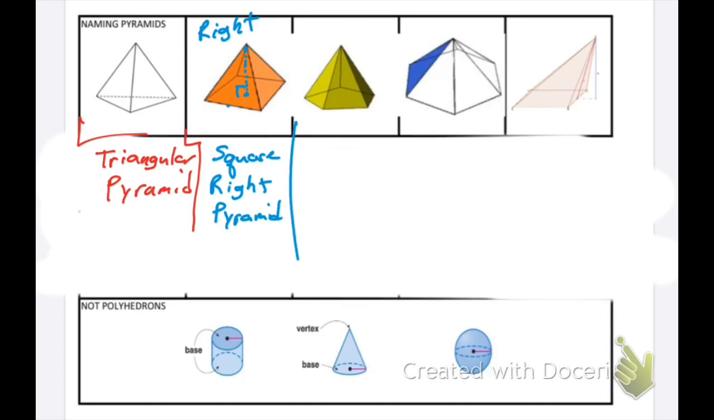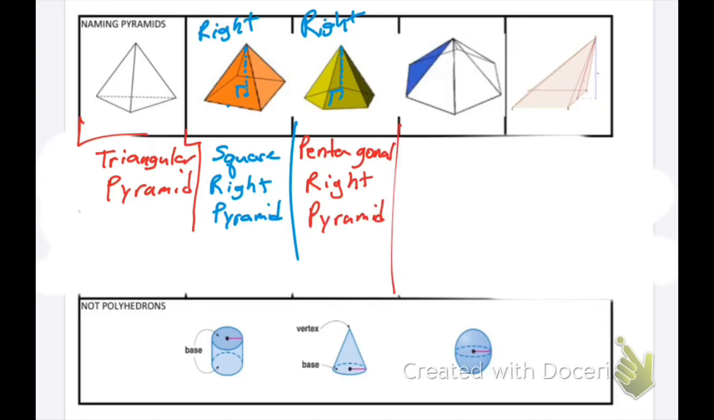Our next one here, again, if I construct that perpendicular line from the vertex going to the base, it lands right in the middle, so I get a right pyramid. This is also a right pyramid. Now the shape of the base is a pentagon, so this would be a pentagonal right pyramid.